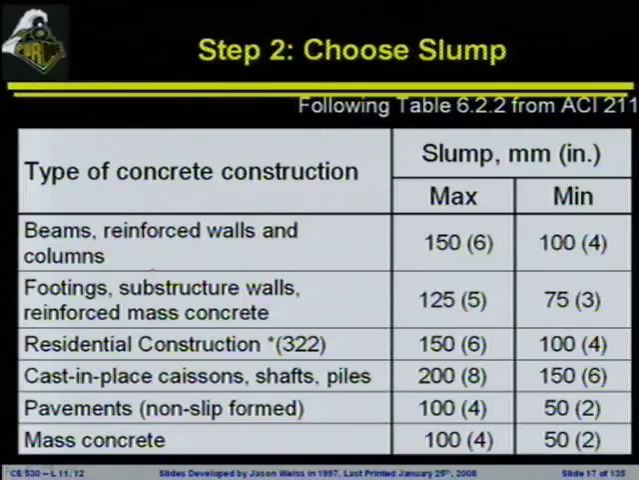Now, when you choose the slump early on in the process, it is going to be coming out of a table that looks something like this. It's table 6.2.2 from ACI. Basically it gives you information on where the concrete is going to be placed, whether it's a pavement, mass concrete, or residential construction, and then gives some approximations on what the slump should be for those applications. There is a whole lot of art in choosing this number properly.